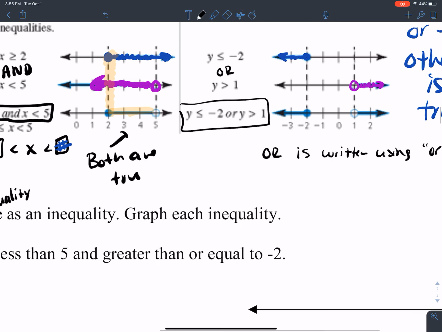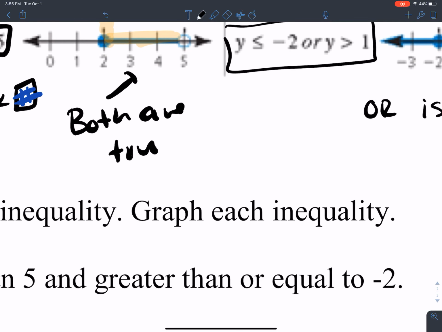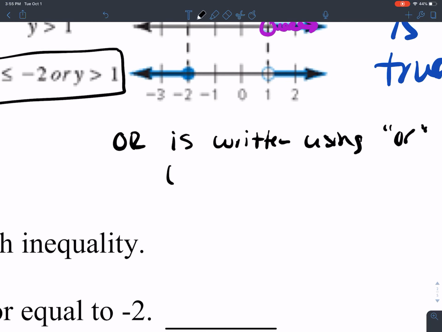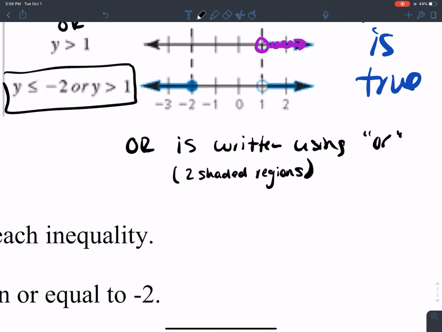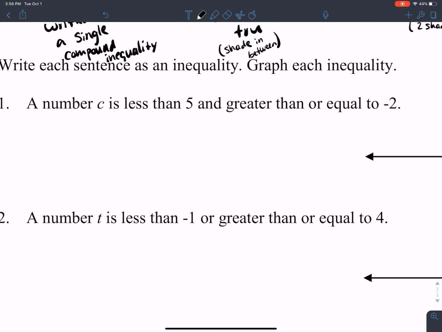We can make some other generalizations, like when they're both true, the and inequalities, we shade in between. For the or inequalities, we can see there's two shaded regions. So that's our beginning of trying to understand and versus or in math. So let's go look at something a little more specific. We need to write an inequality that describes the sentence and then graph each of them.